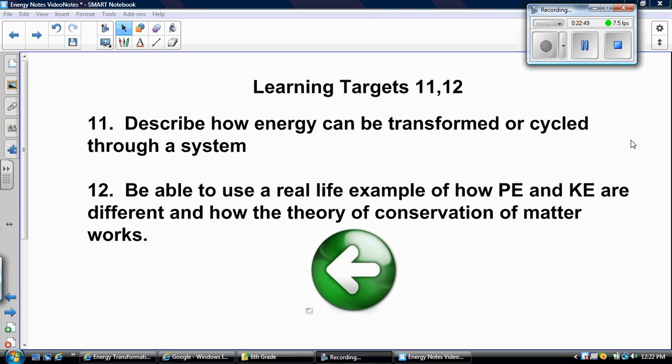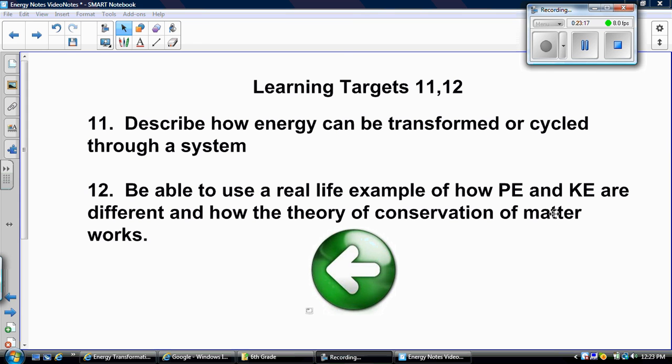Okay, so after listening to the notes, you should be able to give some examples of how energy can be transformed. Okay, so the example of a fan: electrical energy being transformed into mechanical energy and sound energy. You should also be able to give a real-life example of how potential and kinetic energy are different. So the last example we just did, the ball on top of a hill has potential energy. When the ball is rolling down the hill, that has kinetic energy.